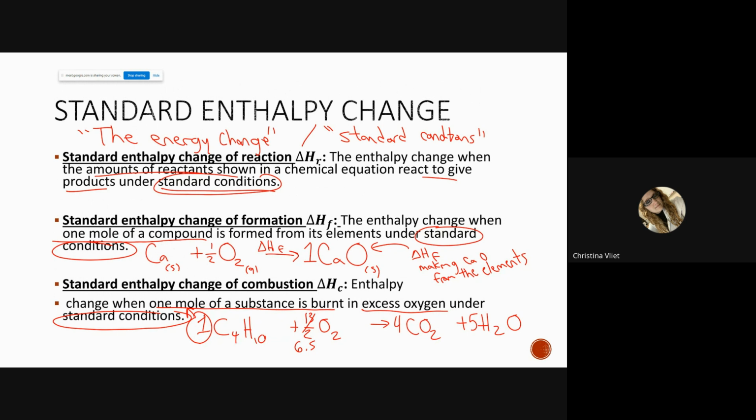That's why you have to have excess oxygen in your definition, because we're trying to do complete combustions and not make carbon monoxide. Make sense? All right. So, definitions. We got through that standard. Ready for calculations?